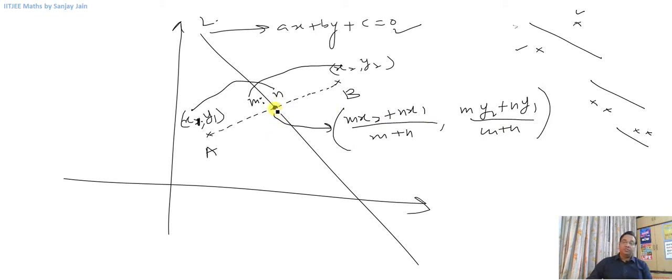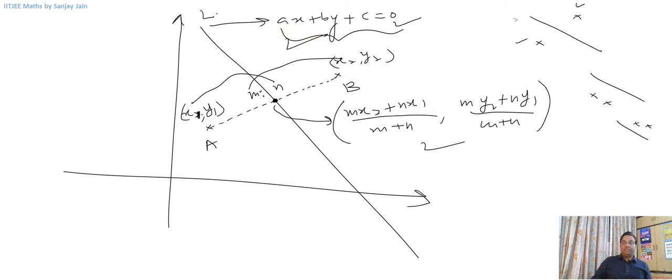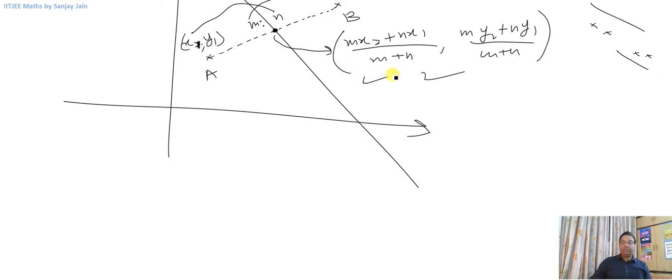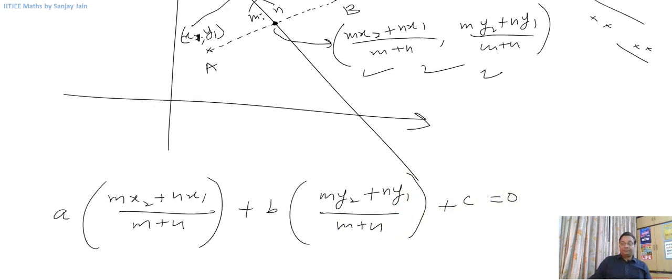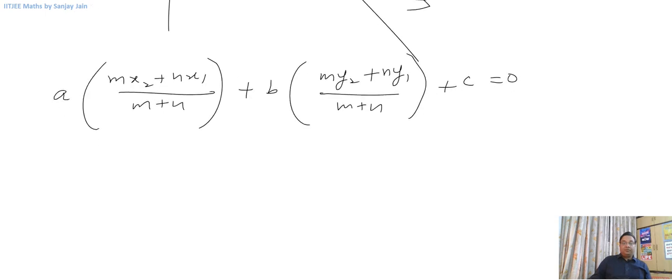Now what is this point? This point lies on line L, right? So if it lies on line L, then these coordinates will satisfy this line. What I mean to say is, if I replace x and y with these coordinates, it will satisfy the line. So a into the x coordinate, mx2 plus nx1 divided by m plus n, plus b into the y coordinate, that is my2 plus ny1 divided by m plus n, plus c is equal to 0. Once you have got this, now let us simplify it a little bit.